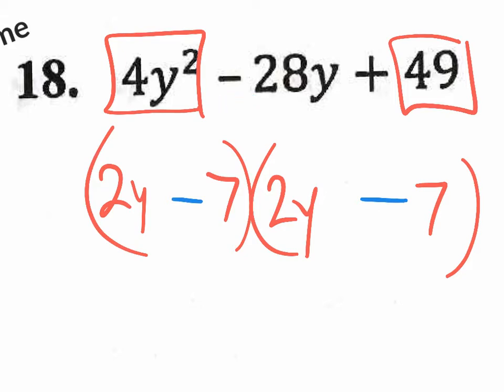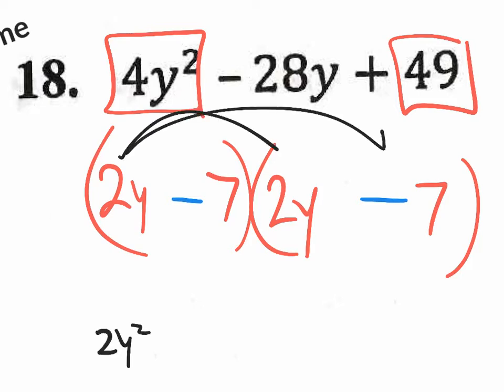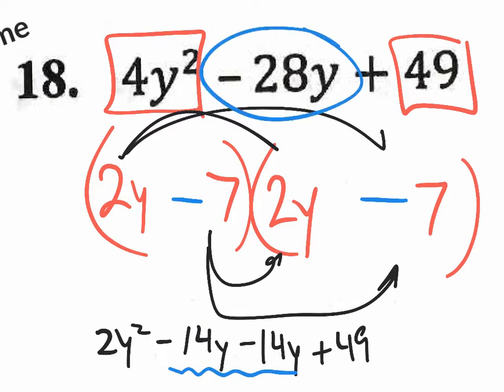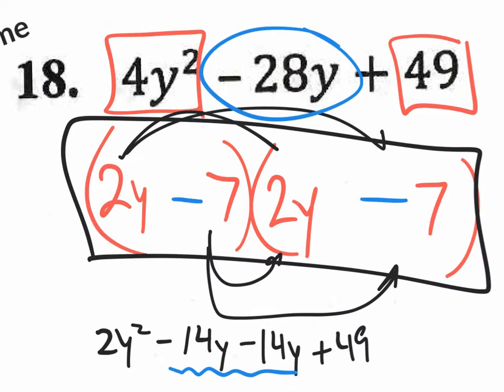So, if you check your answer, it'll work. Let's check. 2y times 2y, 4y squared. 2y times negative 7, that's negative 14y. Negative 7 times 2y, that's another negative 14y. Negative 7 times negative 7, that's positive 49. When you combine the middle terms, you really do get the negative 28y that we have in the middle. So we know for a fact that this is the correct answer, the factored form for number 18. Let's move on to number 19.